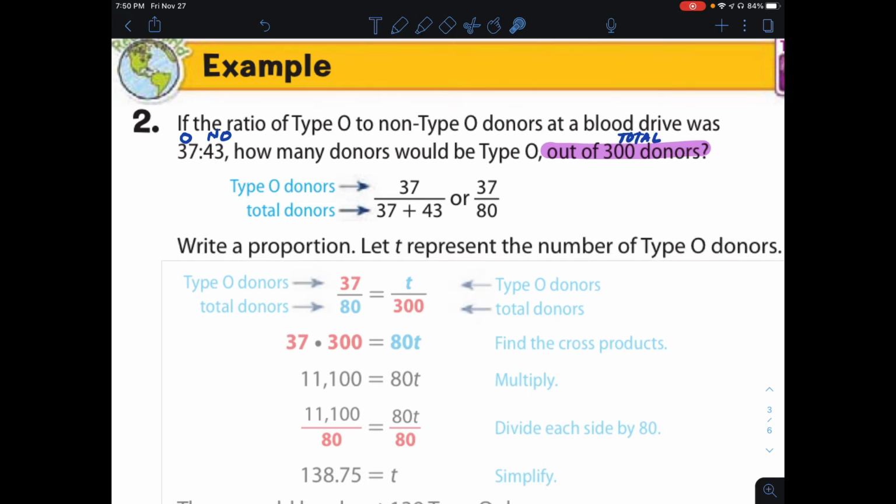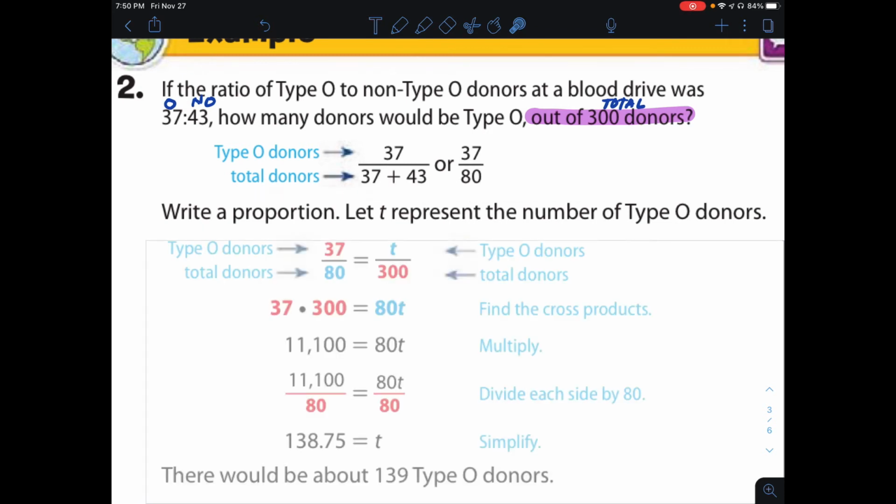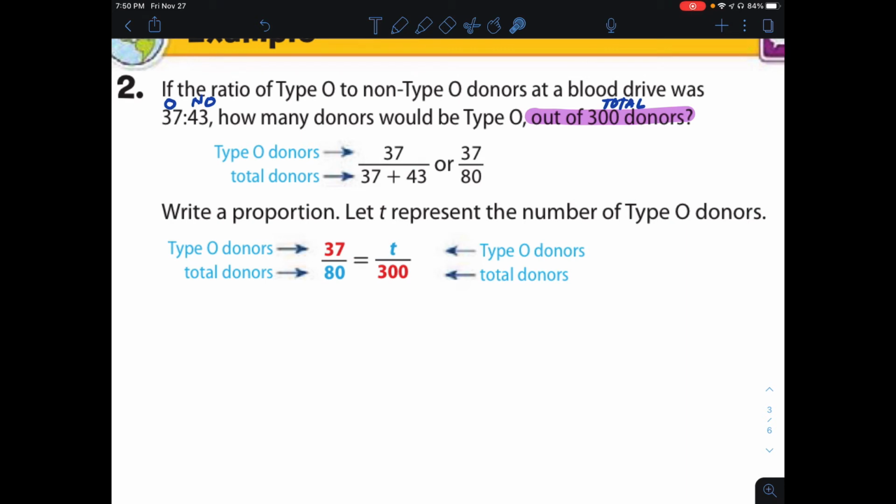After creating that ratio of type O donors to the total number of donors, we create a proportion where t represents the number of type O donors. We don't know the type O donors out of the 300 total donors in this problem. So this is how we set up our proportion: 37 over 80 equals t over 300. Take note that our numerator will be the type O donors, and our denominator will be the total number of donors. That's how you set up the proportion properly.